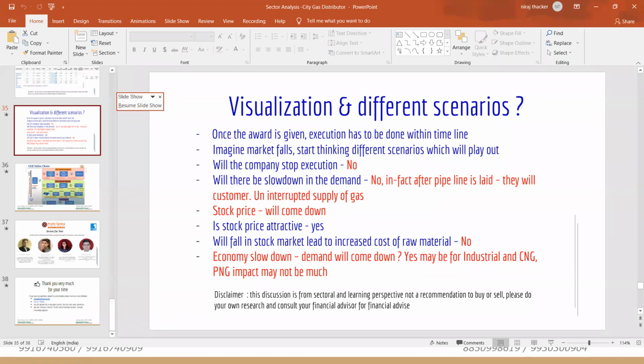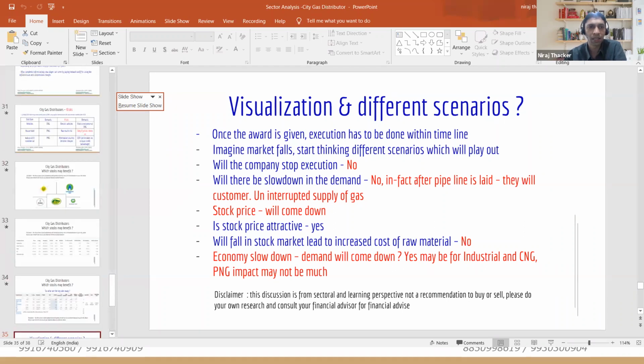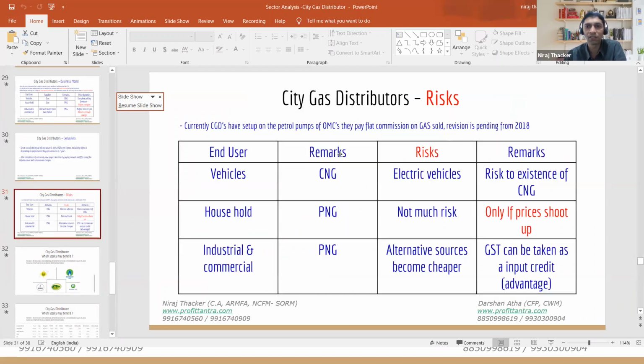And if you see the whole presentation, you will get so many ideas. I have taken some examples also, like some risks. The risks are divided into different columns: end user, risk, and remarks. For vehicles using CNG, the risk is electric vehicles; if they come, there is a risk to CNG. Household PNG has not much risk, because only if prices shoot up will people go to something else. For industrial and commercial PNG, if alternative sources become cheaper, then there is a risk. So if you use a model of what the risk is against a particular product, or what the alternative can be, it will help you.